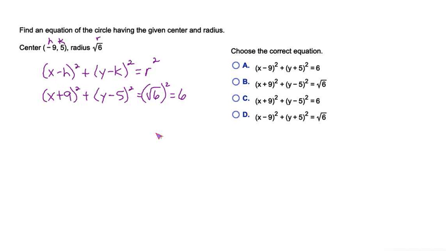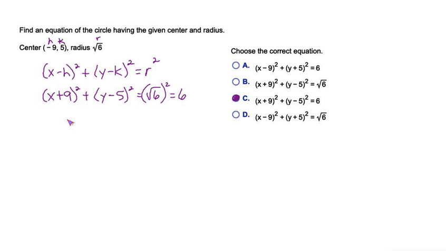Now, it's very easy to look over here and tell which one is my answer. It's going to be C. C is the correct answer. But you know, this is a great opportunity to talk about being good multiple choice test takers. And the first thing I notice is, remember in our equation, because of the minuses in the equation, the sign is going to be opposite.